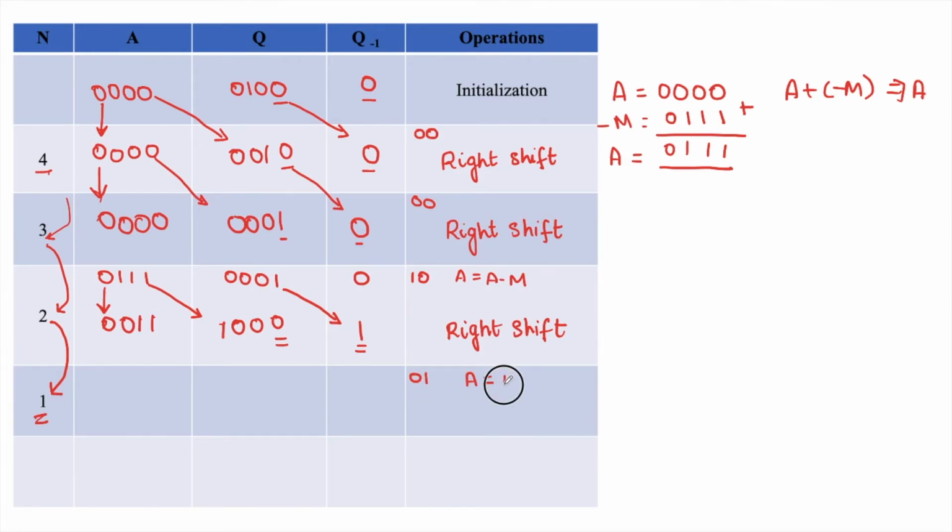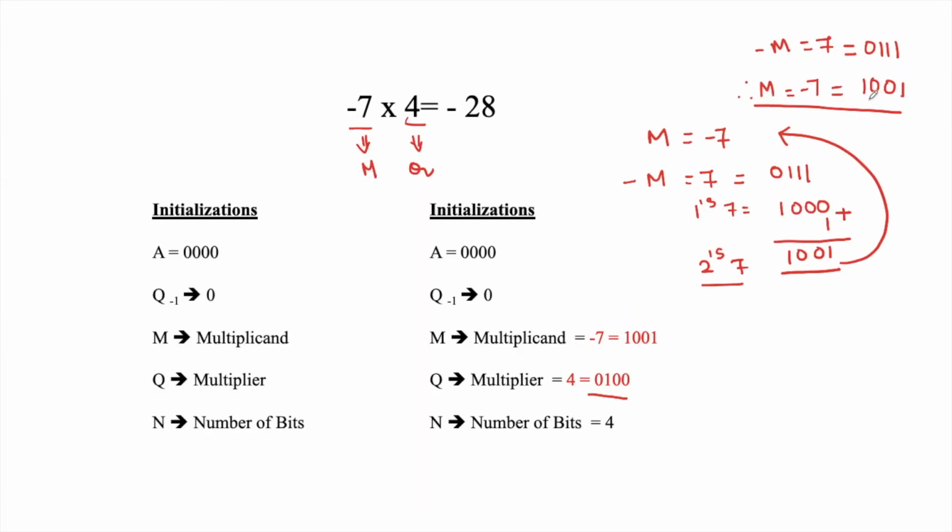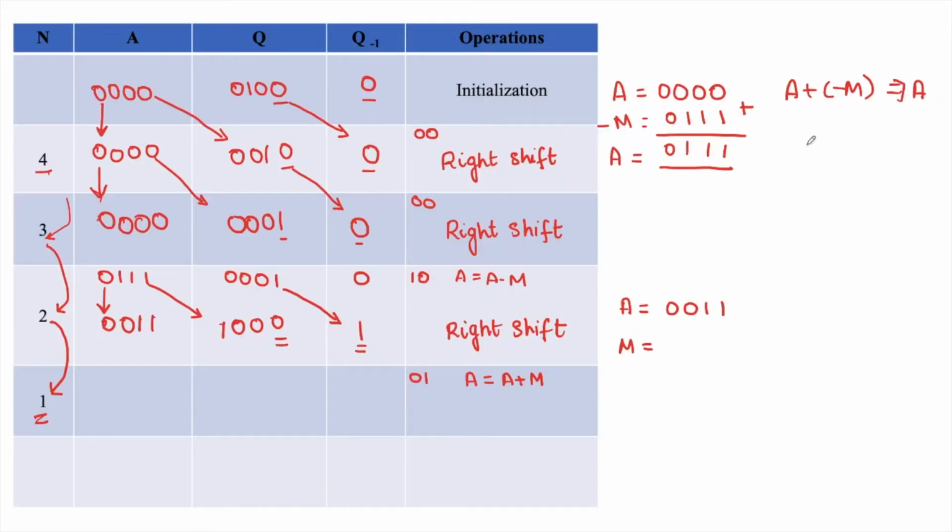In the flowchart we have seen that it should be A plus M stored back in A. What is A now? A equal to 0, 0, 1, 1. What is M? M we have calculated as 1, 0, 0, 1. So M is equal to 1, 0, 0, 1.